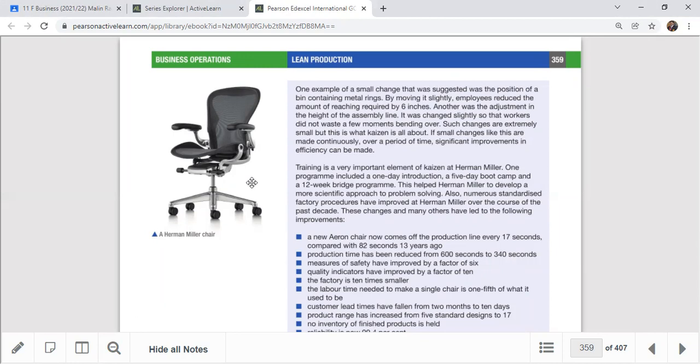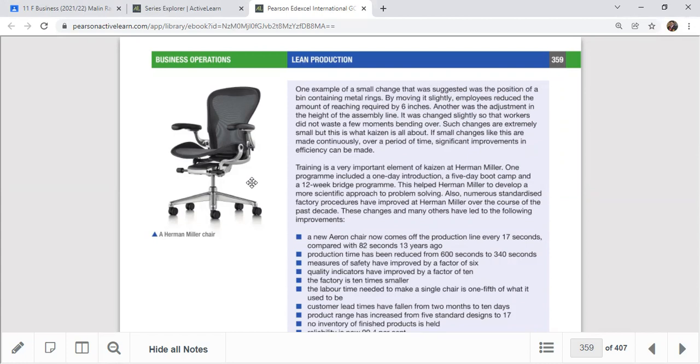Another was the adjustment in the height of the assembly line. It was changed slightly so that workers did not waste a few moments bending over. Such changes are extremely small, but this is what Kaizen is all about. If changes like this are made continuously over a period of time, significant improvements in efficiency can be made.